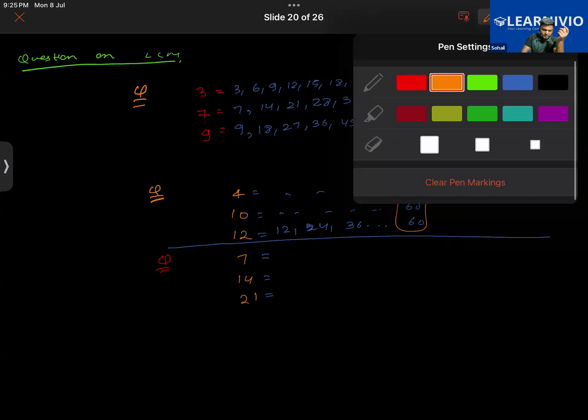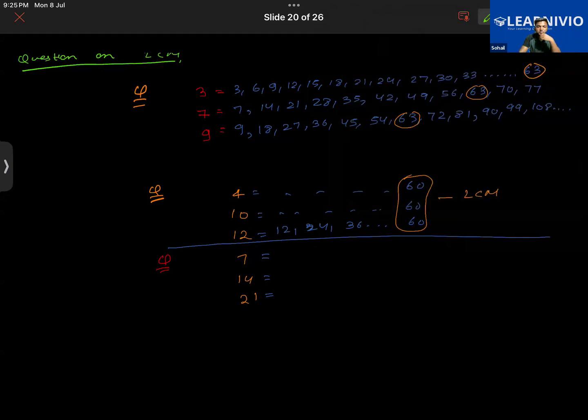Okay. Sumaya, what about the second question? So, Habib, you also try the second question. Find the LCM of 7, 14, and 21. I got the LCM, I guess. Wait. Almost done. Okay.